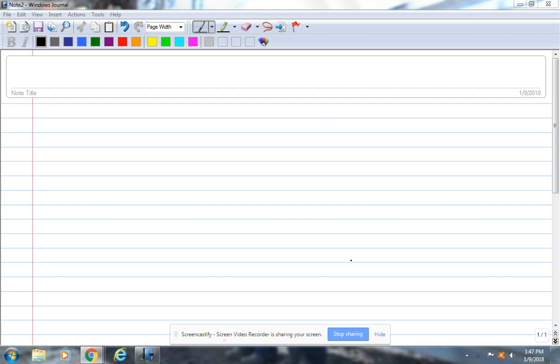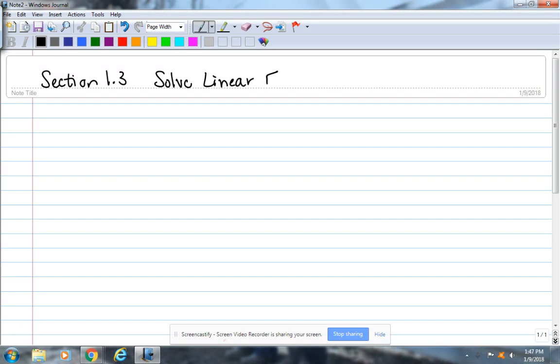All right, so section 1.3 in our Algebra 2 book deals with solving linear equations. Now, a linear equation is just an equation with one variable. All the ones that we're going to see today, in this lesson, 1.3, are just going to have one variable. It's not going to be an exponent variable, so it's not going to be a quadratic equation. It's not going to have a square.